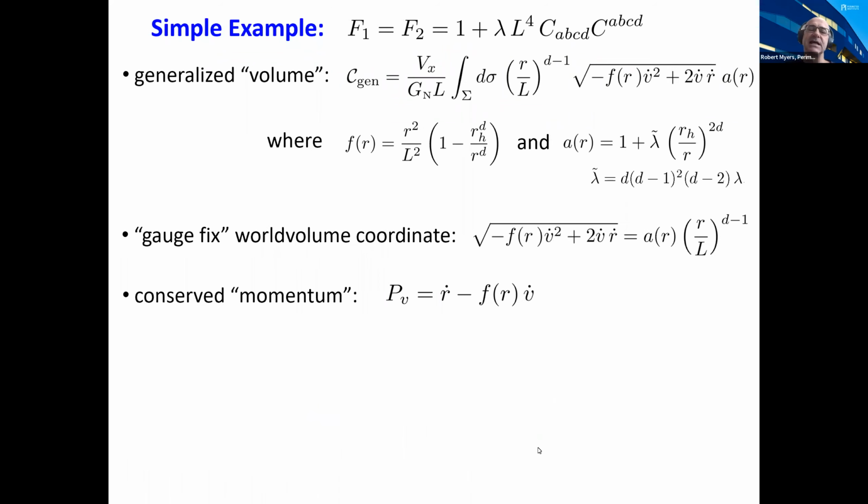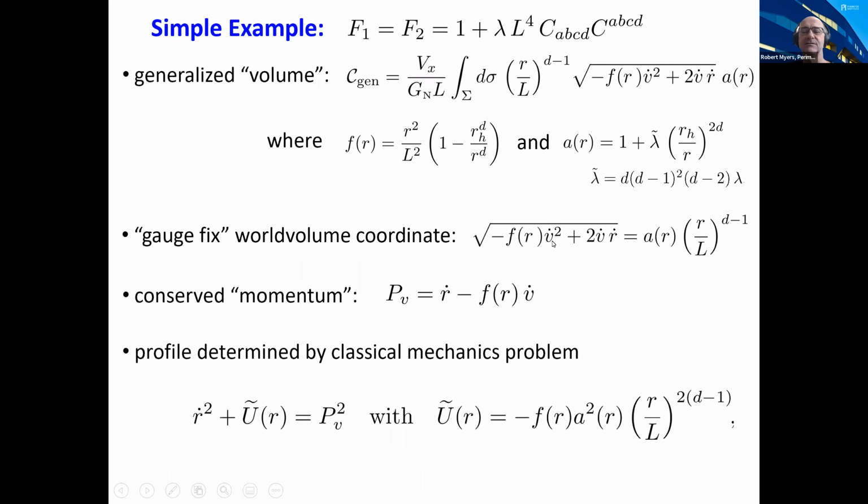Turns out that this gauge fixing and that conserved momentum then allow us to massage the problem or the equations of motion and turn it into something that looks very much like a classical mechanics problem. This one right here, where I've got an r dot squared, a kinetic energy. There's an effective potential that's given by all of these factors here. And then there's an effective energy, which is just my conserved momentum being a constant.